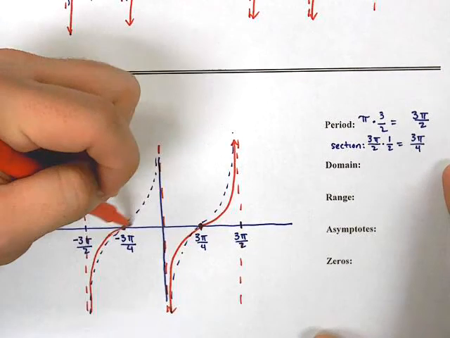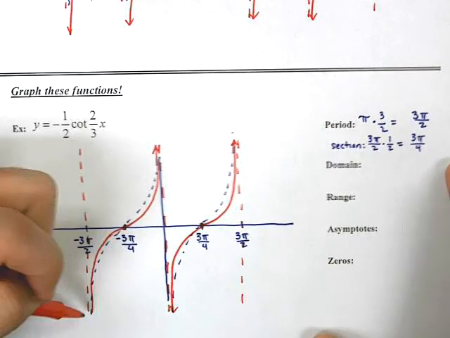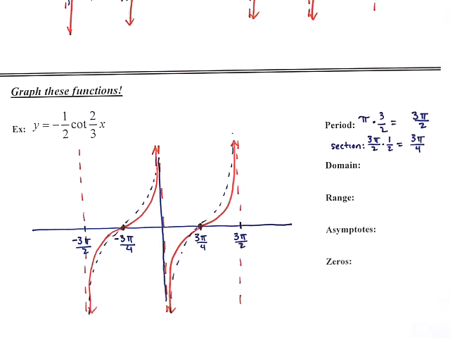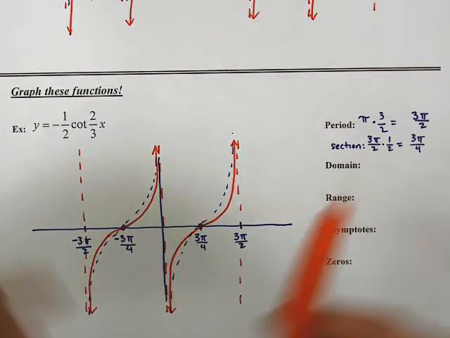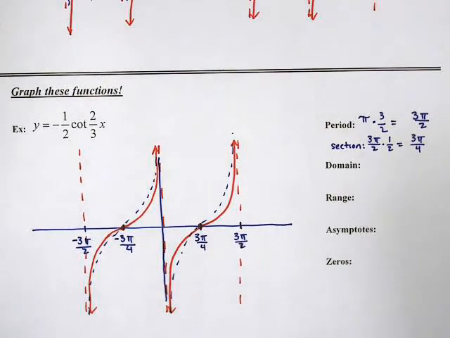Closer and closer. Something like that. Okay? Great. Now we're ready to come up with the domain stuff. All right, so domain here.